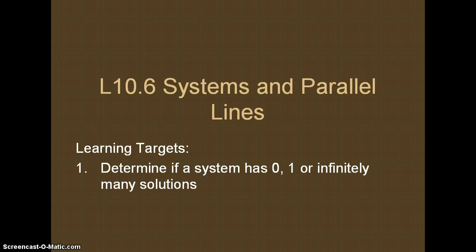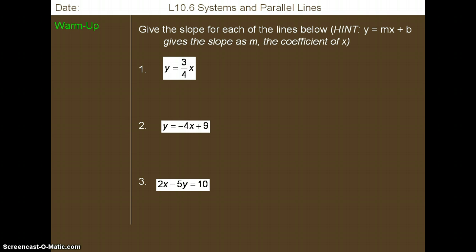So taking a look here, our warm-up today is to give the slope for each of the lines below. We did this in class last time I saw you guys. Remember that if you are in y equals mx plus b form, the slope is m, that coefficient of x. So the first two should be extremely easy. The third one is a little bit more difficult. Please take a moment to check those out.